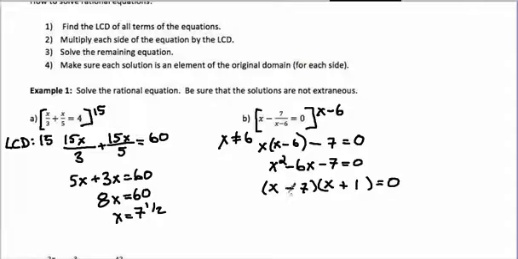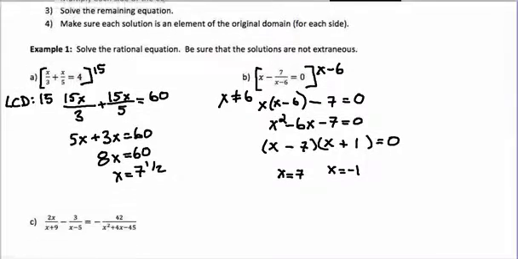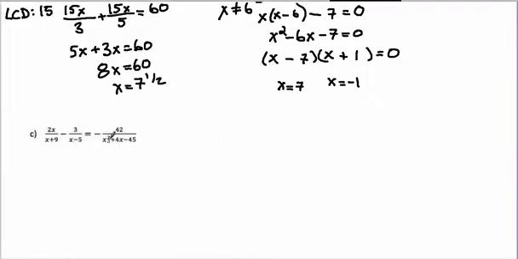All right, so I have two solutions. I have x equals 7, and I also have x equals negative 1. Neither of these is 6, so neither of these is an extraneous solution. Okay, how about this one?